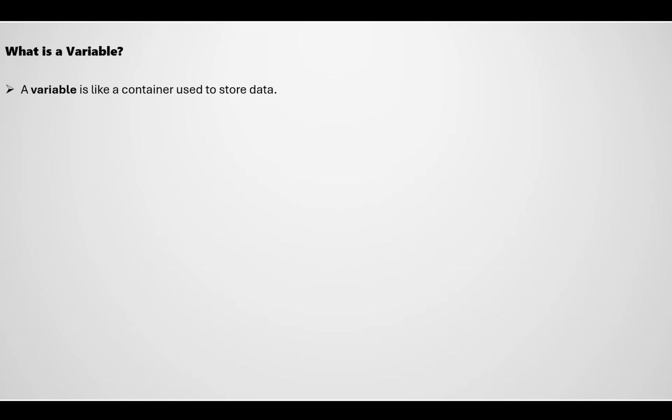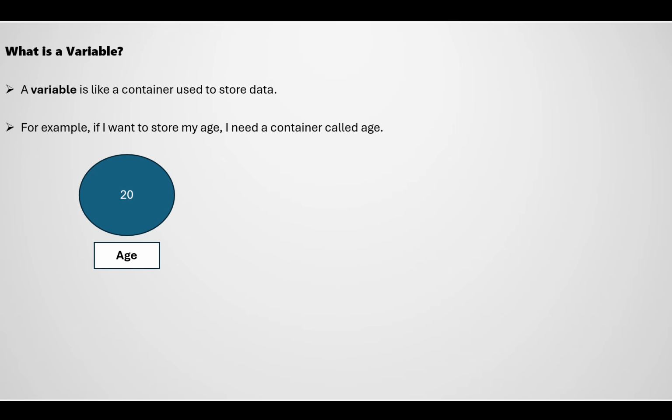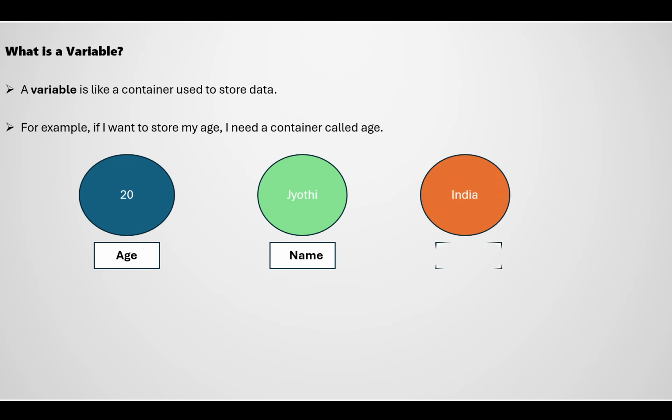Let's have a look at different examples here. We have one variable called age and it is containing the value 20. And we have two more variables, name variable containing the value Jyoti, address variable containing the value India. So a variable is nothing but the name of the container and this container will hold some data.